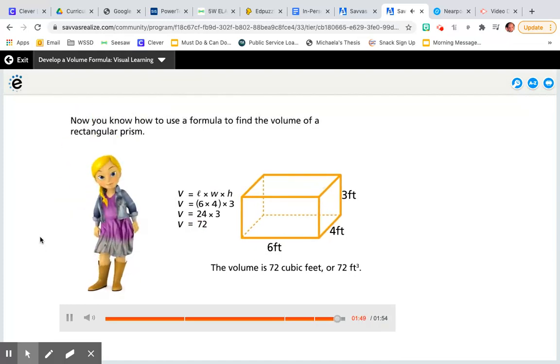Now you know how to use a formula to find the volume of a rectangular prism. So today, no more counting cubes. We are doing length times width times height. Let's try it out.